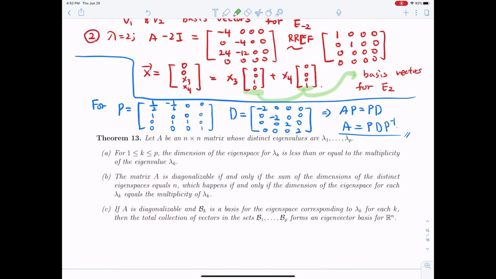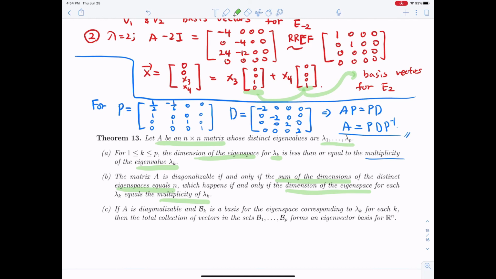So Theorem 13 summarizes what we have learned in this section. Suppose that A is an n by n matrix with distinct eigenvalues lambda 1 through lambda p. Then for each lambda sub k, the dimension of the eigenspace is less than or equal to the multiplicity of the eigenvalue lambda sub k. And the matrix A is diagonalizable if and only if the sum of the dimensions of the distinct eigenspaces equals n. And this happens if and only if the dimension of the eigenspace for each lambda k equals the multiplicity of lambda k.